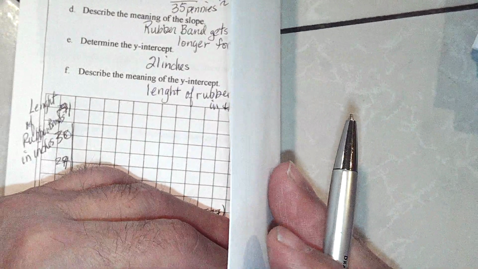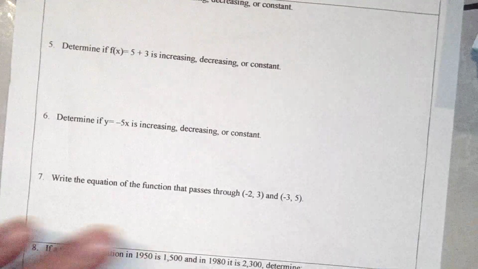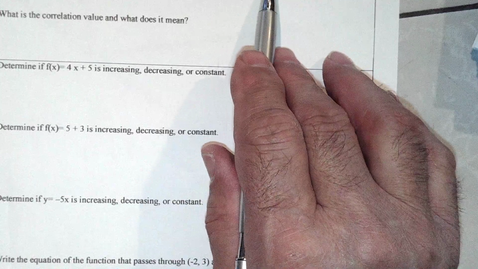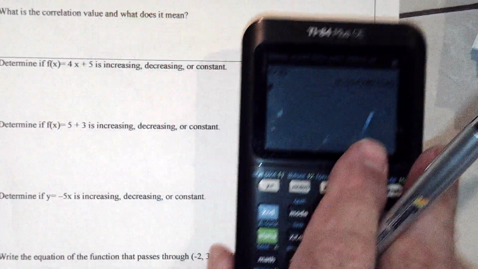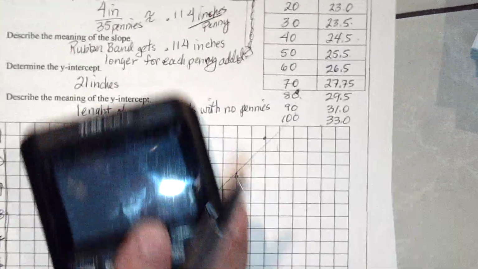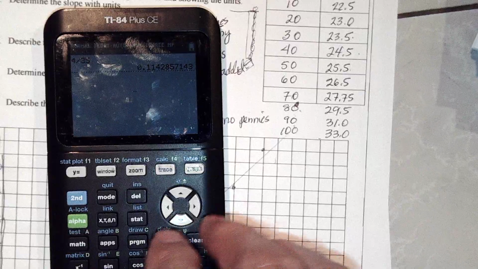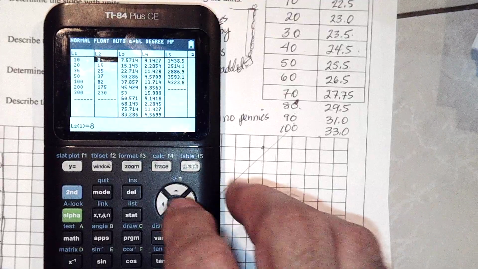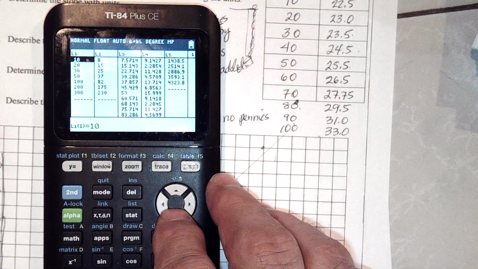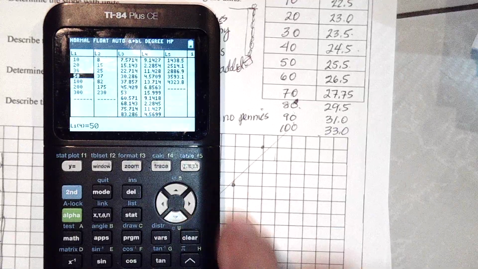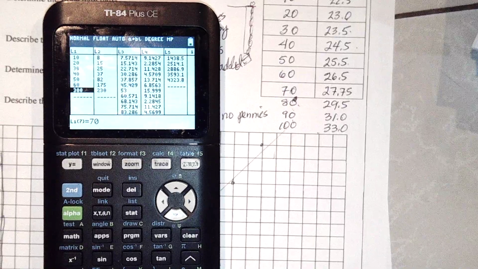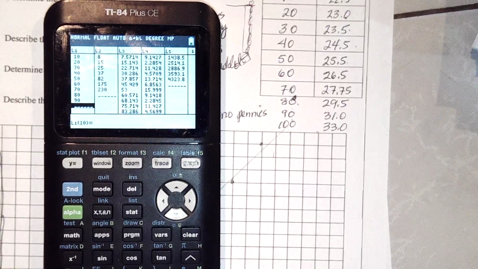Okay, second page. Given the data in problem 1, use technology to determine the best fit line. So now I've got to get my data back out here again and put it into either Desmos or in this calculator. So I'm going to go Stat on a calculator, Edit, and I'm going to go to List 1, and I need to put 10, 20, 30, 40, 50, 60, 70, 80, 90, and 100.